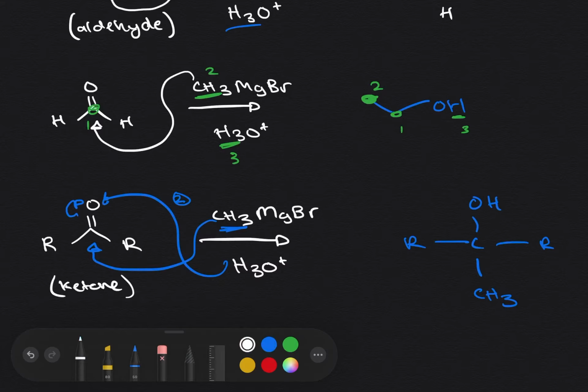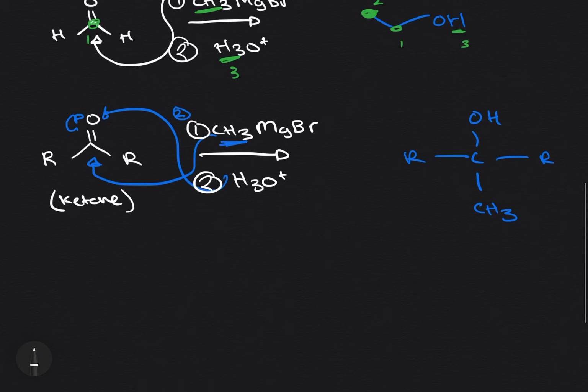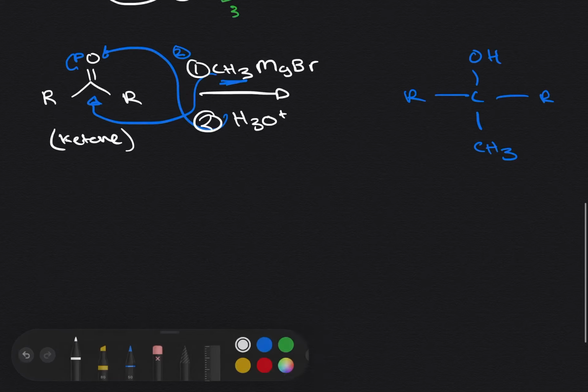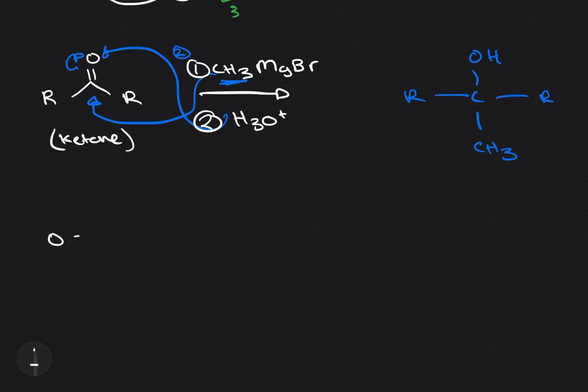Actually, I really should be writing all of these as this is step 1 and this is step 2. You can't add them in all at once. You'd add your Grignard in first, and then you would add your dilute acid in second to let that mechanism properly execute. But okay, so there's a ketone. Let's go and look at carbon dioxide.